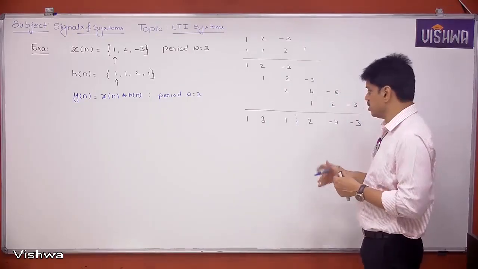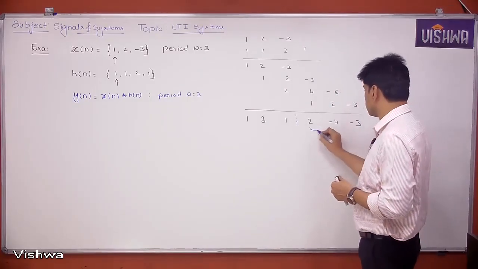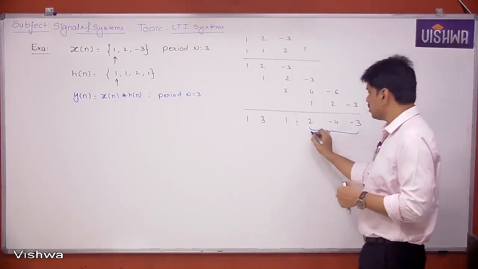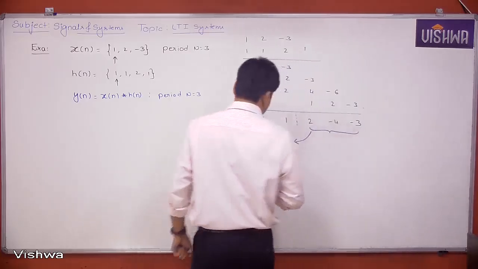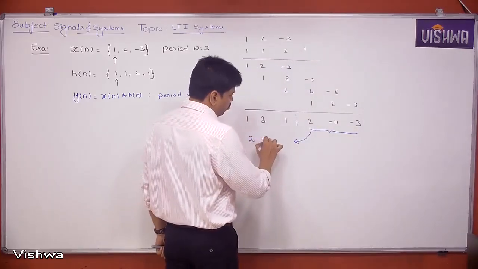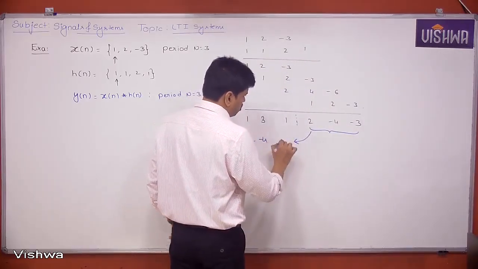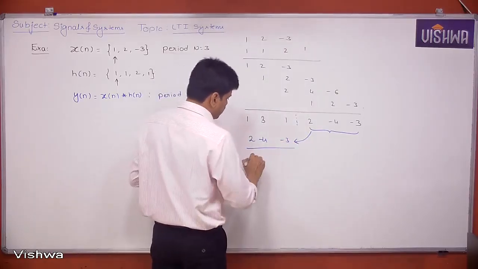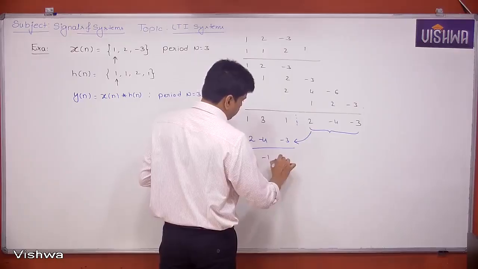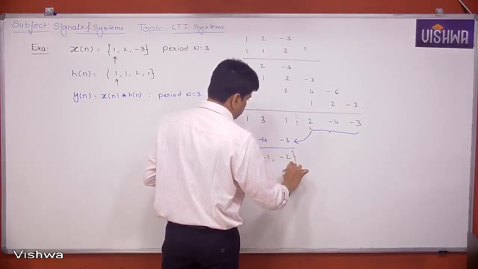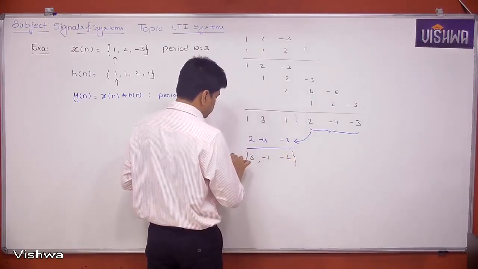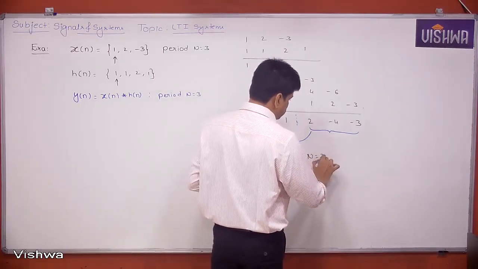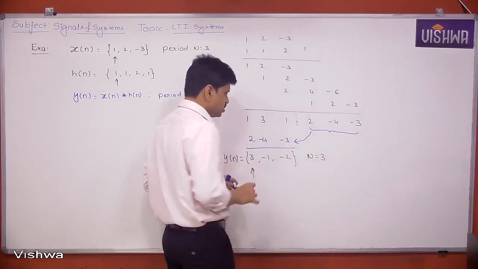So 1, 2, 3, this is a block. Suppose there are next elements, take them into blocks, then add them block-wise. So it is 1, 3, 1; 2, 4, minus 4, minus 3. If you add them, the output we get is 3, minus 1, minus 2. So this is the output y of n. This is the procedure, please remember it. Here N is equal to 3.